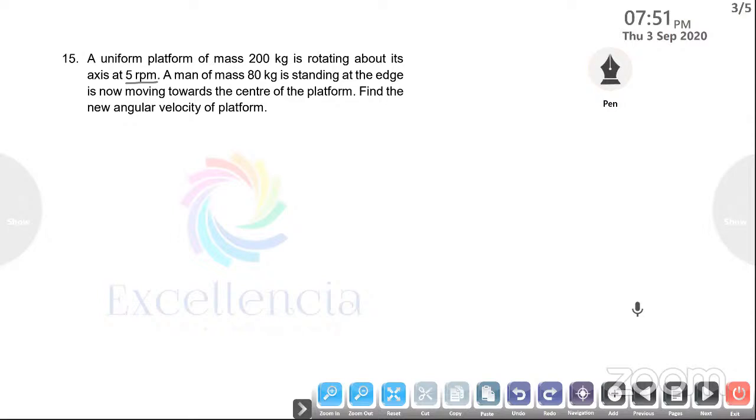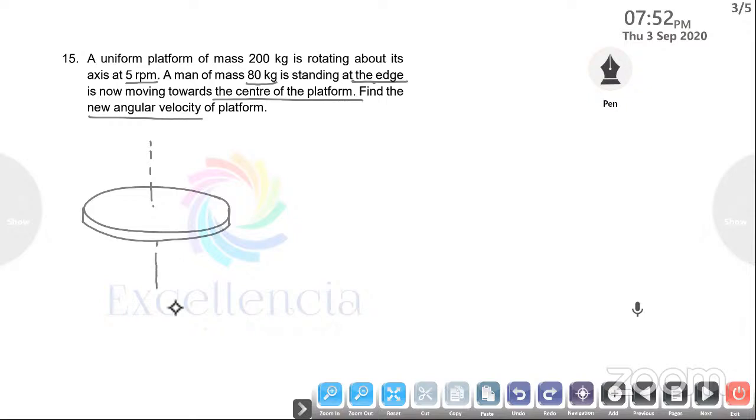A man of mass 80 kg is standing at the edge. Initially, this fellow is standing at the edge, and now he is moving towards the center of the platform. Now we need to find the new angular velocity of the platform. So we can visualize the situation like this. Just imagine that this is our circular platform, which is rotating about its center with an angular velocity, let us say omega naught. The value of omega naught given to us is 5 revolutions per minute.